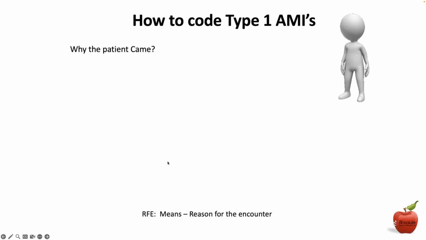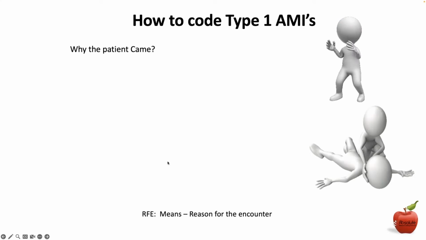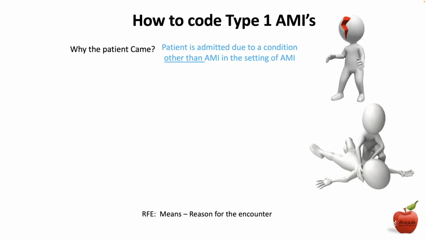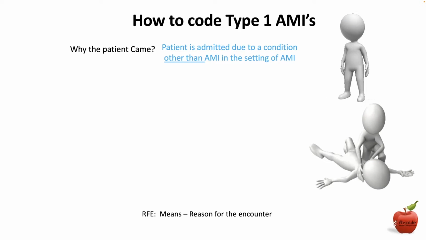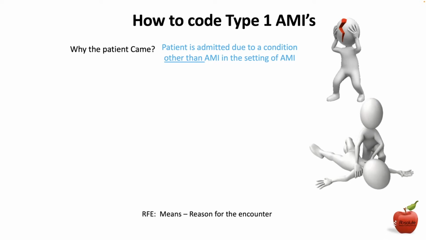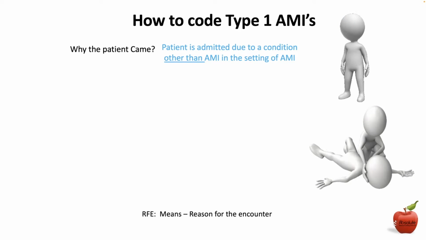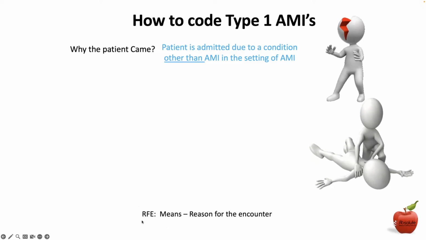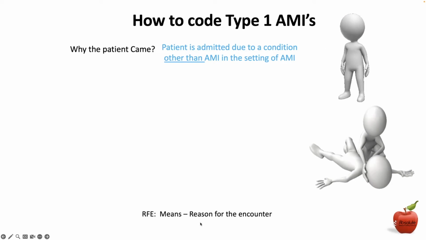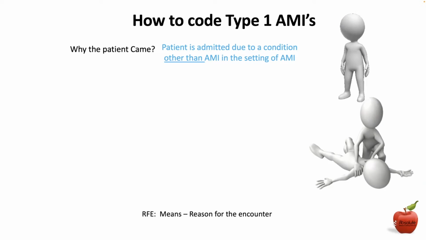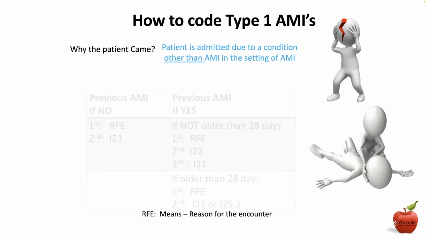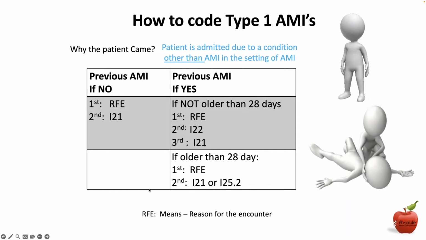All right, so now we have to think about why the patient came. Here's our scenario. This patient is admitted for a condition other than an acute myocardial infarction, but while he was in the hospital, he had an acute myocardial infarction. So we always have to think about what the reason for the encounter is. We tend to get caught up in coding the most severe. No, you're going to code the reason for the encounter. Why did he come? And then the one he's chiefly being treated for.